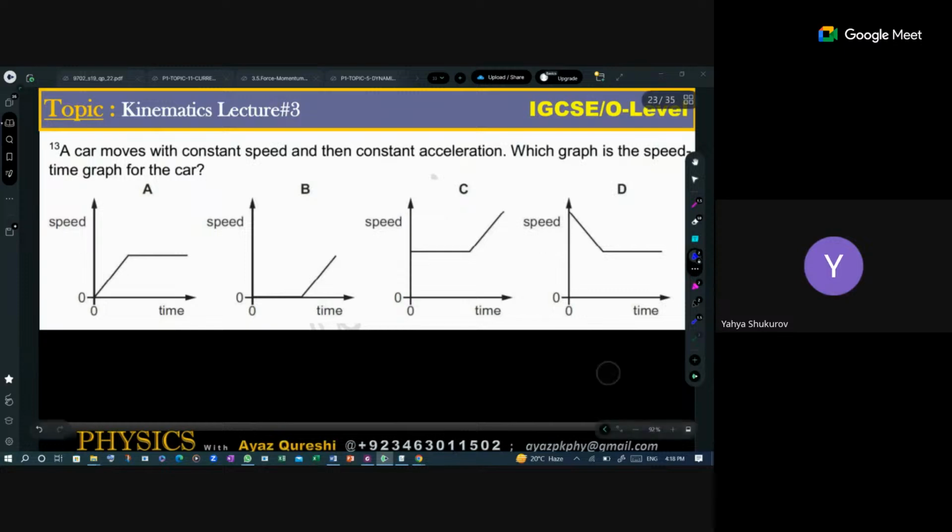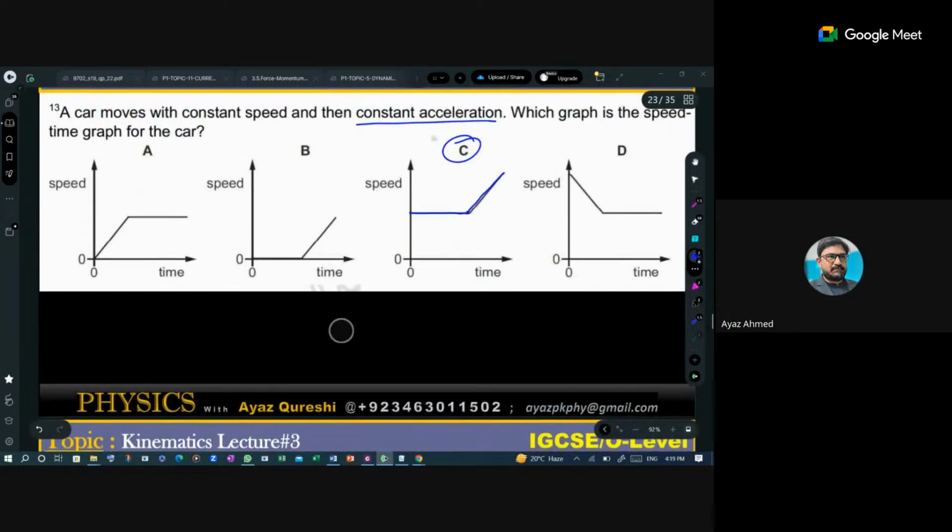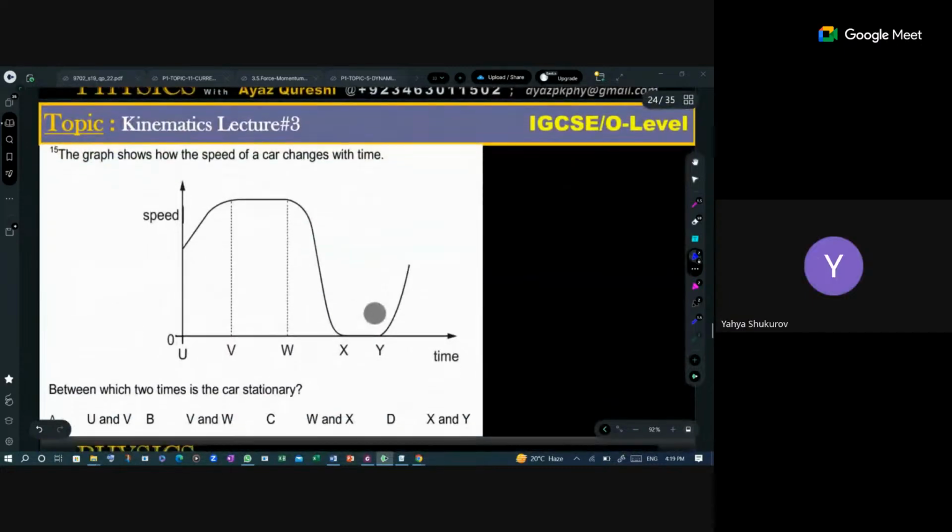It's C. Constant speed and then constant acceleration. Yes, both of you are agreed on that. Yes, sir, because initially speed is constant and then it has constant acceleration. So C is the correct one. Well done. Should I move to the next slide? Yes, sir. Okay.